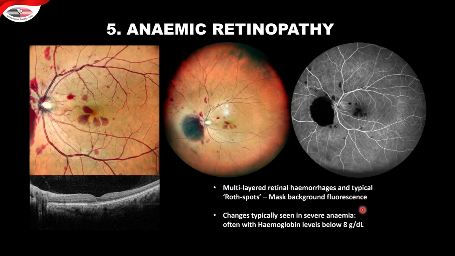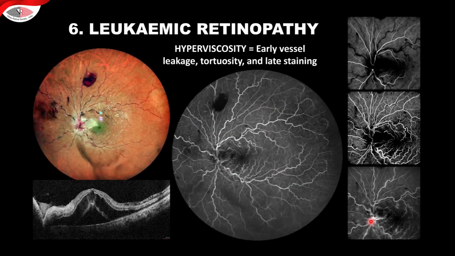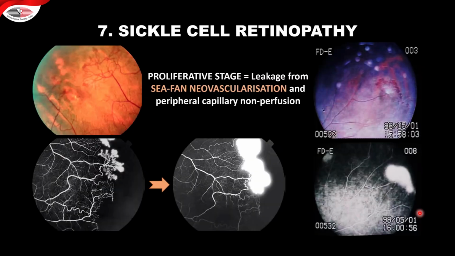Anemic retinopathy, which also leads to hemorrhages, which are blotchy, very different looking than what you see with the venous occlusion hemorrhages, and at times you see rod spots also and blotchy, multi-layered hemorrhages with typical rod spots, mass background fluorescence. Changes typically seen in severe anemia, often with hemoglobin less than 8 grams. Leukemic retinopathy, again a blood dyscrasia causing hyperviscosity, can lead to multiple hemorrhages, rod spots, and varied findings, at times macular edema, angiography showing you leakage, tortuosity, and late staining of different areas of the fundus.